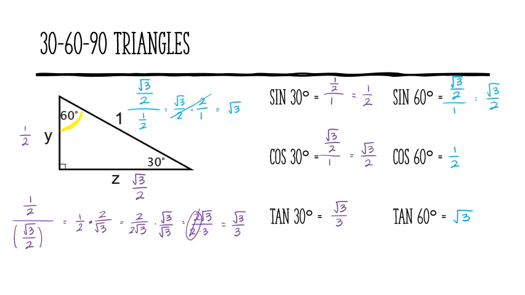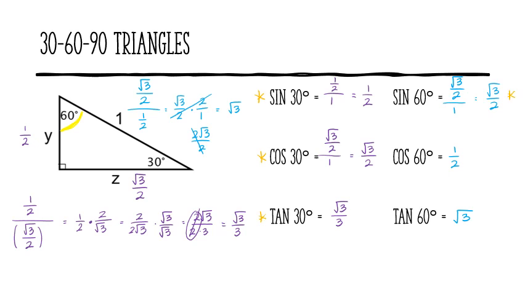We could maybe cross cancel our 2's out there, or we could get the result 2 root 3 over 2 and see that we've got a common factor of 2 that can cancel out. So the square root of 3 is the tangent of 60 degrees. Again, some valuable things to start committing to memory.